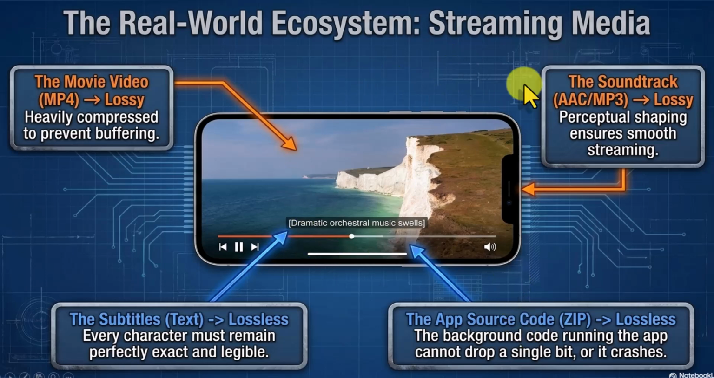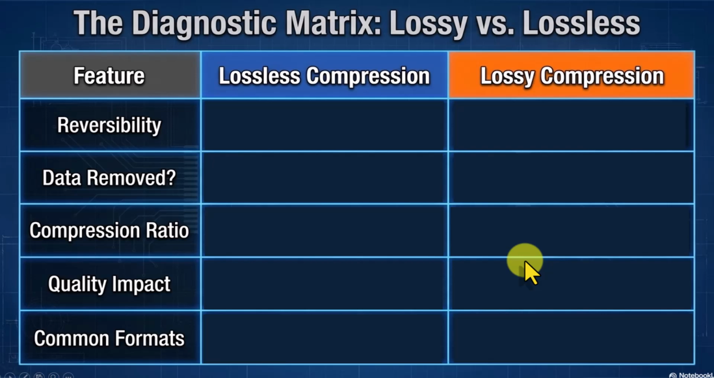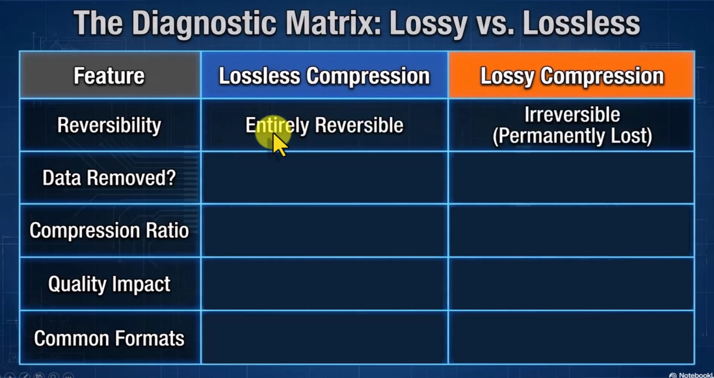Okay, so this is a real world example where many types of compressions are done, and some are lossy and some are lossless. Let's compare lossless and lossy compression in a table. Reversibility: are they reversible? Lossless compression is entirely reversible, we can reverse it, but lossy compression, because we delete some data, is irreversible. The data is permanently lost.